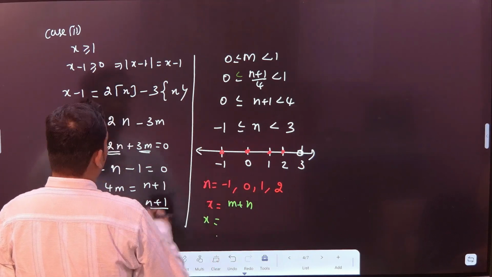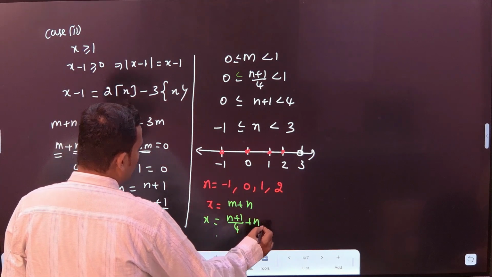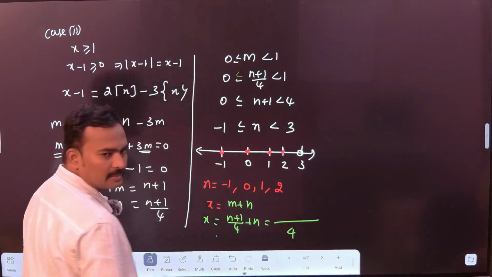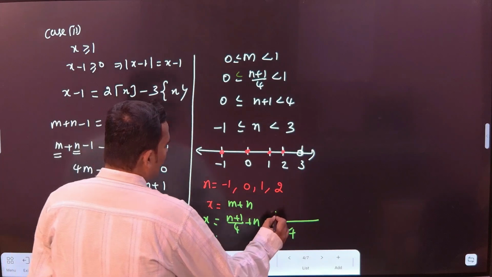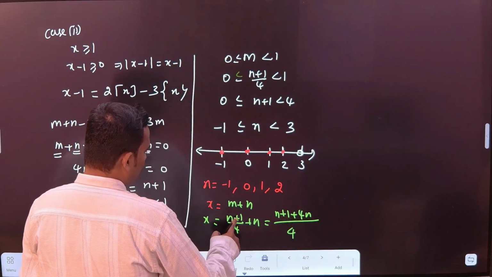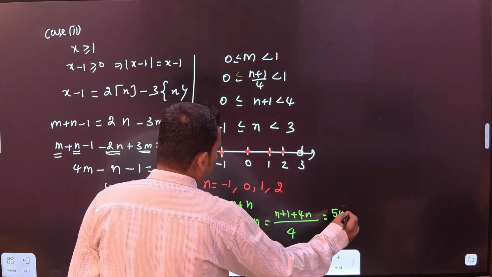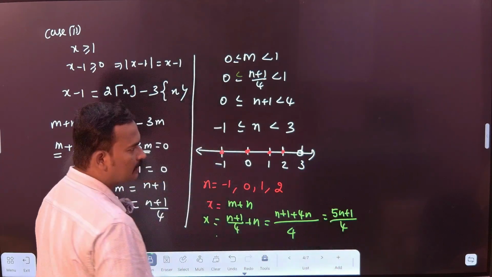What is m here? So, n plus 1 by 4 plus n. You can take the LCM 4, right? Take LCM: n plus 1 plus 4n, right? n plus 1 plus 4n by 4. That is 5n plus 1 by 4, which is your x.